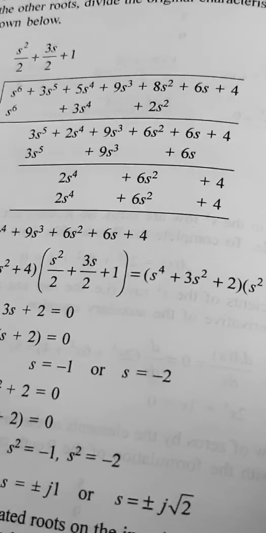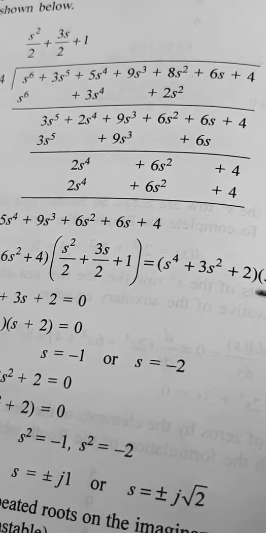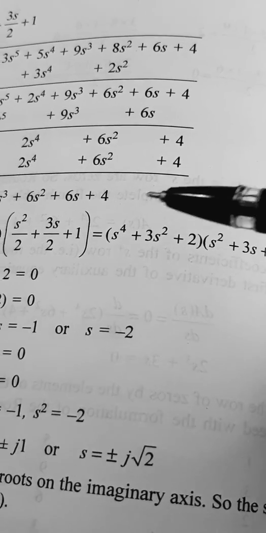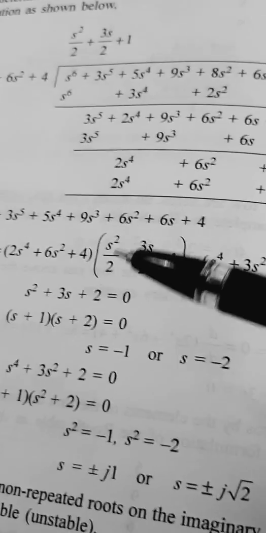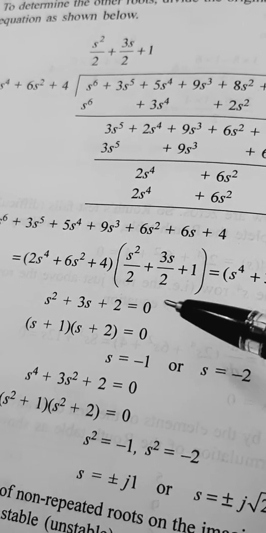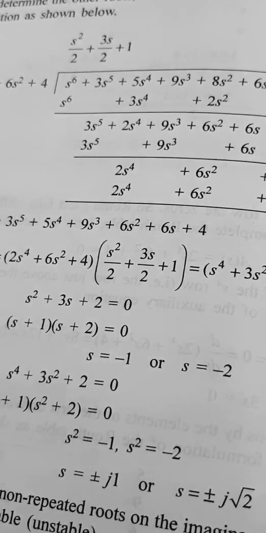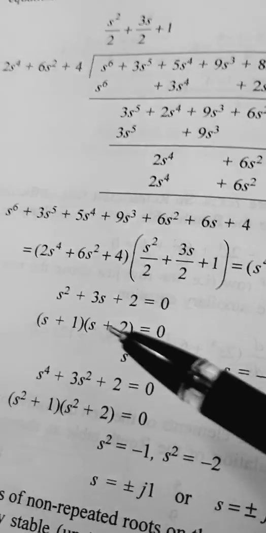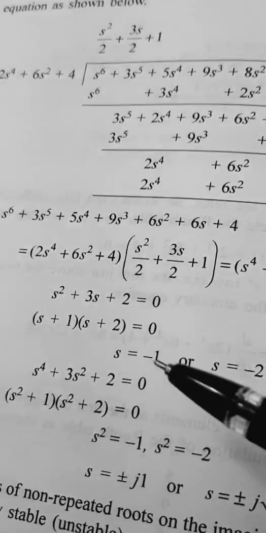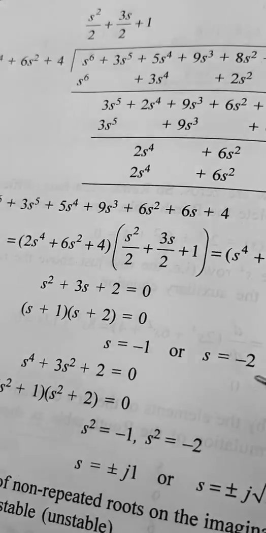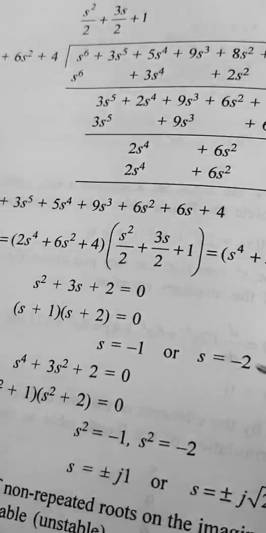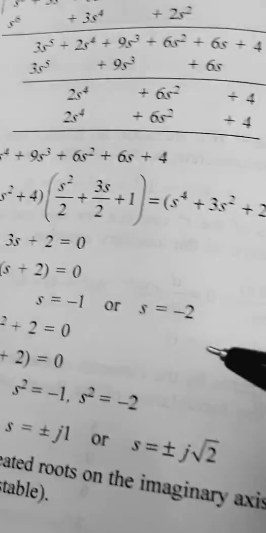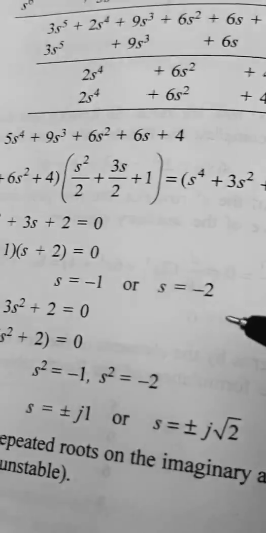Now when you are equating, this is the term with the auxiliary polynomial, this is the remaining term. When you equate this, s square plus 3s plus 2 is equal to 0, you can factorize. So you are getting s plus 1 into s plus 2 is equal to 0. s is equal to minus 1 or s is equal to minus 2. So you know that here 2 poles are happening in the left half of the S plane.